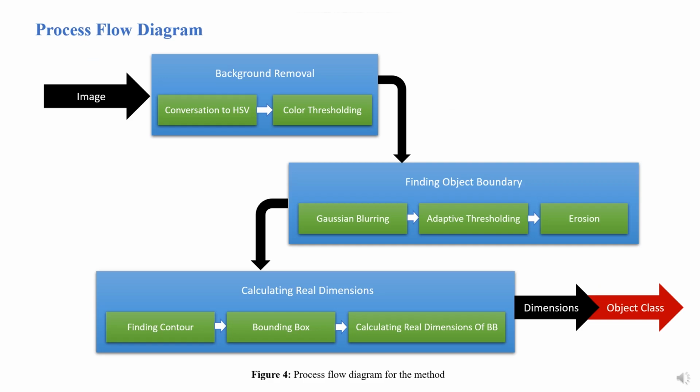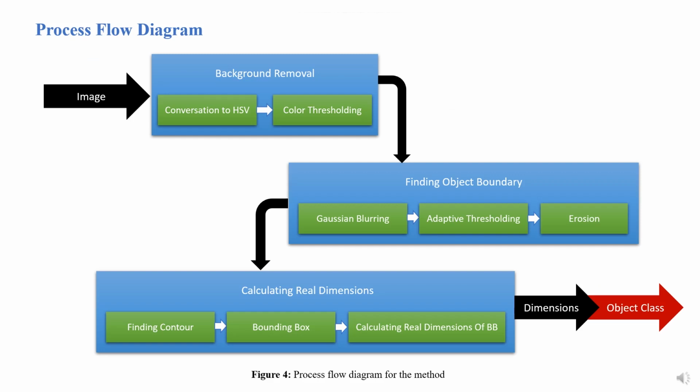Figure 4 shows a process flow diagram for the proposed method. The input image is converted into HSV color space and color thresholding is performed to remove the background from the image. Then Gaussian blur is applied to smoothen the image. Adaptive thresholding followed by erosion is performed to extract the boundary of the object in the image.